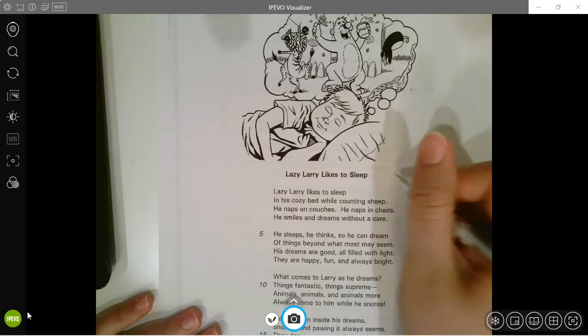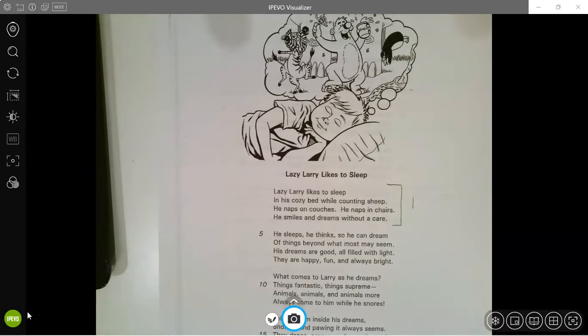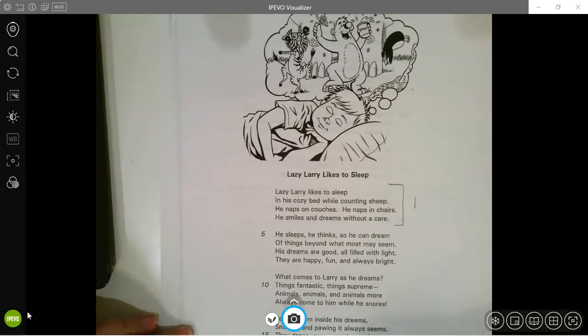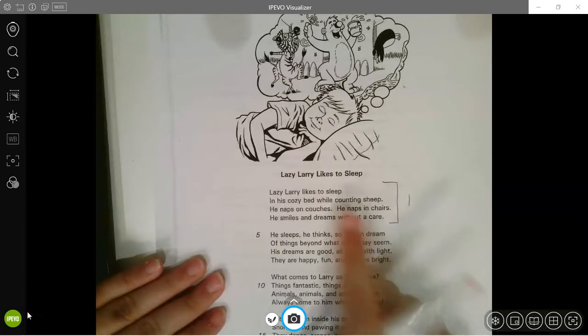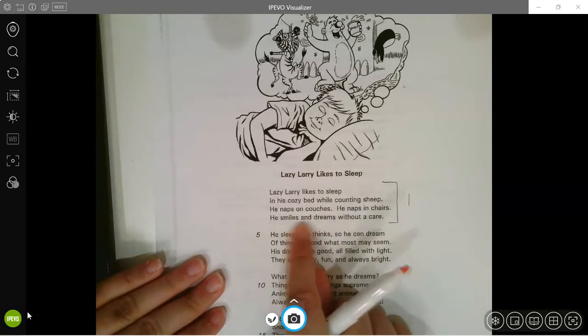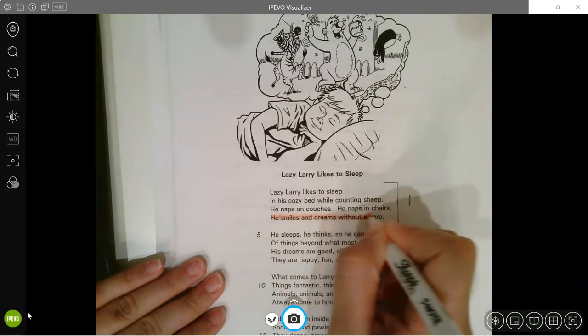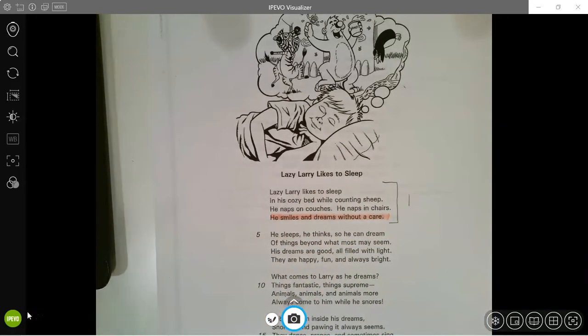So this is stanza number 1. It says, Lazy Larry likes to sleep in his cozy bed while counting sheep. He naps on couches, he naps in chairs, he smiles and dreams without a care. Right here it says he smiles and dreams without a care. So we know when he's dreaming, if he's smiling, he's happy. So think about if he's not dreaming.